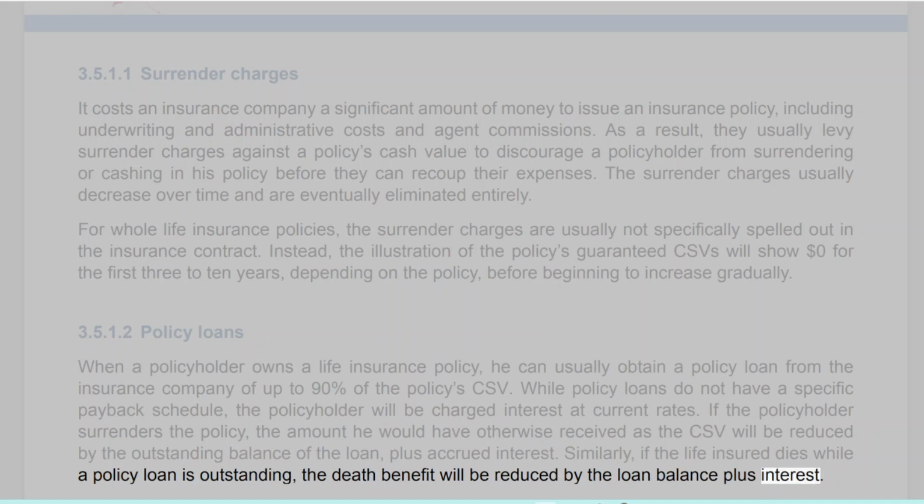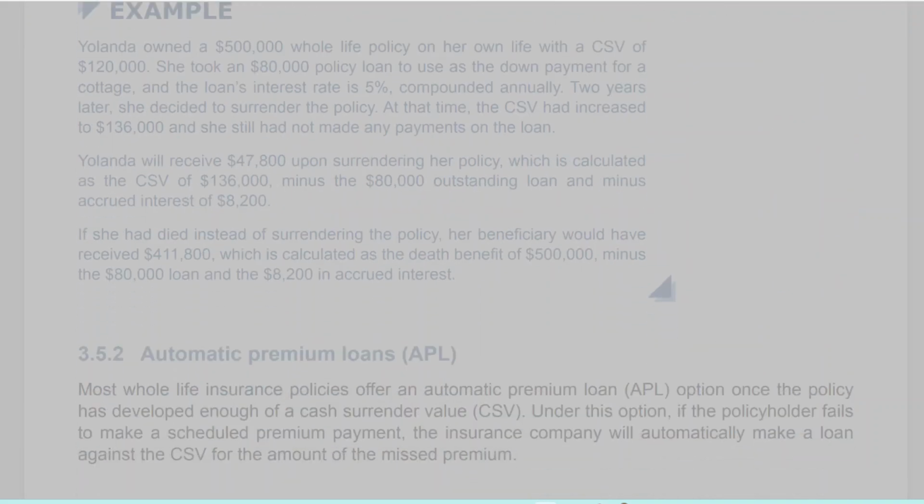Example: Yolanda owned a $500,000 whole life policy on her own life with a CSV of $120,000. She took an $80,000 policy loan to use as the down payment for a cottage, and the loan's interest rate is 5%, compounded annually. 2 years later, she decided to surrender the policy. At that time, the CSV had increased to $136,000 and she still had not made any payments on the loan.